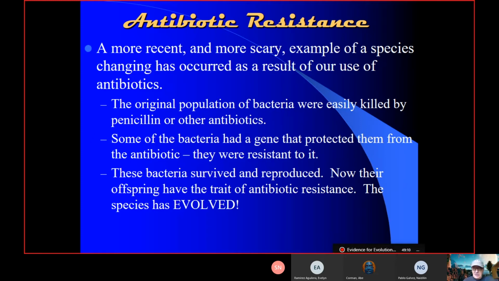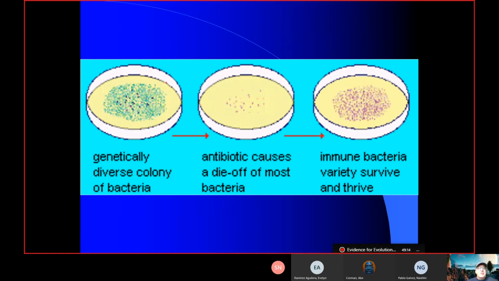Here's a diagram kind of showing this in a visual way. So to start with, we have a colony of bacteria that are genetically diverse. Notice most of them are blue, but some of them are red. The red indicates that they're not killed by the antibiotic. Then when we give the antibiotic to these bacteria, all the blue ones are dead, huh? Only the red ones survived.